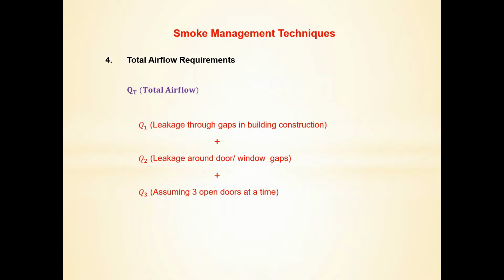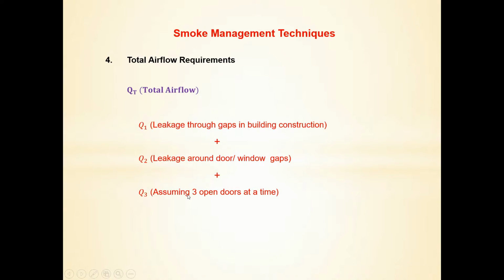So how do we calculate the total airflow? The total airflow requirement is equal to the sum of the leakage through the gaps in building construction, because a building always has some gaps or cracks or penetrations for which some leakage area is considered, and the flow rate through that is Q1, and the leakage around the doors and windows, that is Q2.